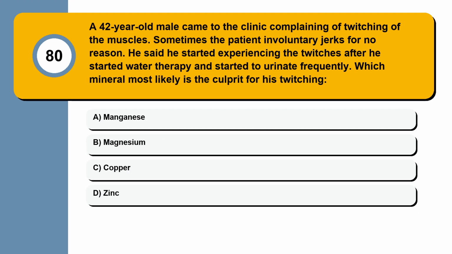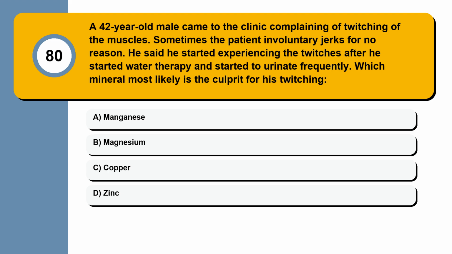Question 80. A 42-year-old male came to the clinic complaining of twitching of the muscles. Sometimes the patient involuntarily jerks for no reason. He said he started experiencing the twitches after he started water therapy and started to urinate frequently. Which mineral most likely is the culprit for his twitching?